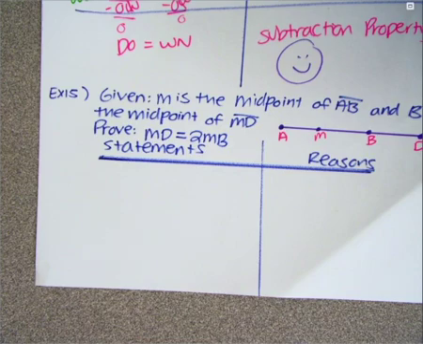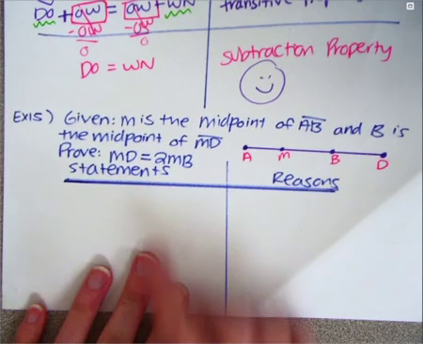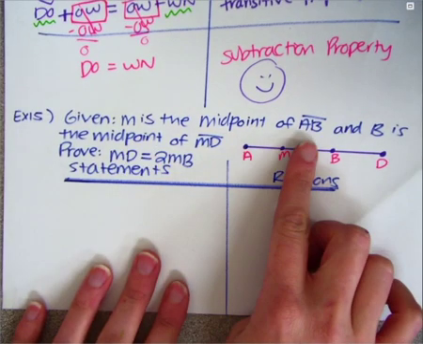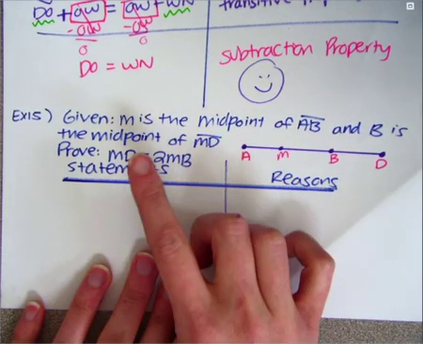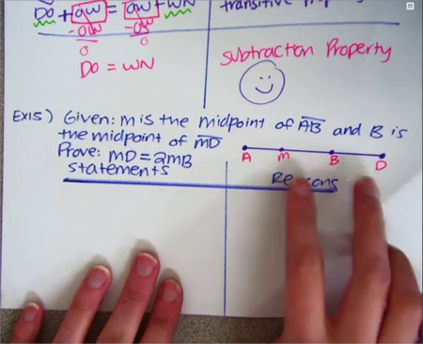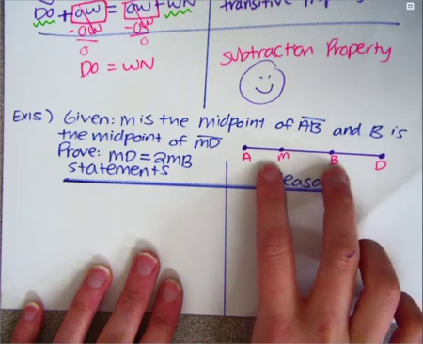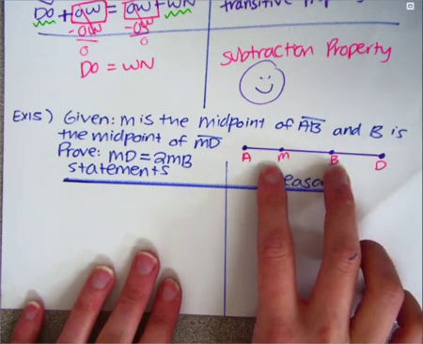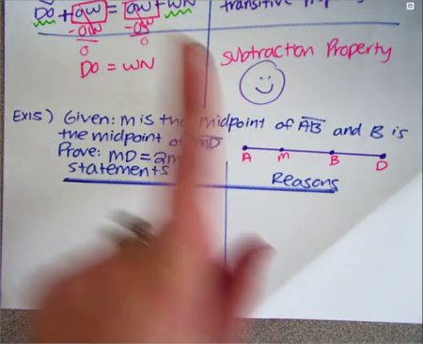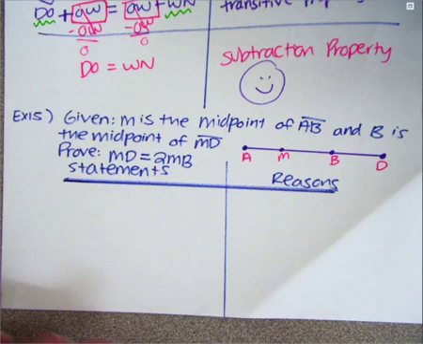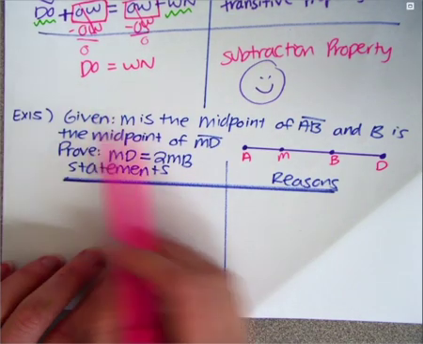But anyway, I'm given that M is the midpoint of AB and B is the midpoint of MD, and I want to prove that MD equals 2 times MB. Before I mark my picture, I'm going to talk about the given real quickly. What do you always write first in your proof? The given. You guys said it. Nice job. So I'm going to write my whole given.